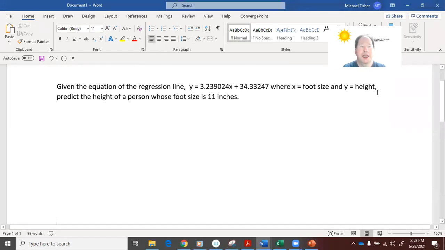Hello, everybody. In a previous video, we found the regression equation, which is y equals 3.239024x plus 34.33247, for data that consists of foot sizes and heights. Using this equation, we're going to predict the height of a person whose foot size is 11 inches. All you have to do is put the 11 in for the x. Since x is foot size, we'll just put 11 in for x.